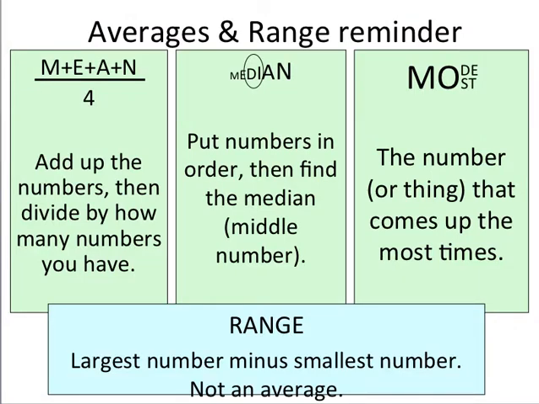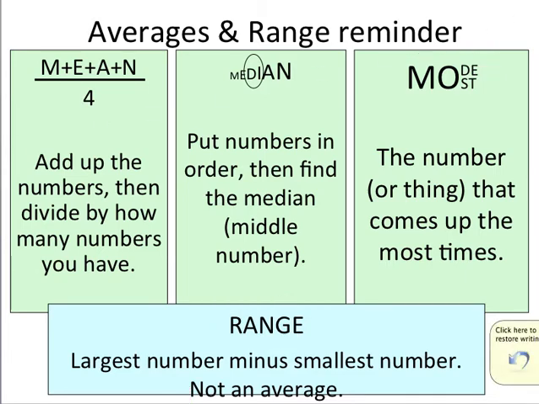Now, just a bit of a recap on some of the keywords that I might be using today. Averages and range is all about when we have a set of data and we want to find the average of them. So for example, if we're asked to work out the mean of a set of numbers, we would add them all up and then divide by how many numbers we have. If we wanted to find the median, then we would put all the numbers in order and then find the middle number. And if we were asked to find the mode, that would be the number or piece of data that comes up the most often. Now, the range isn't an average, it's simply the largest number minus the smallest number.